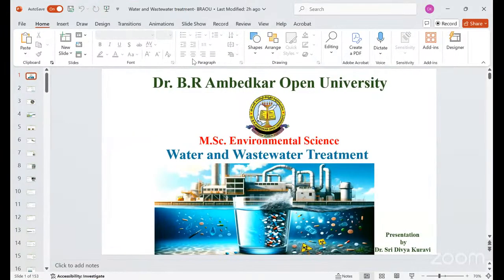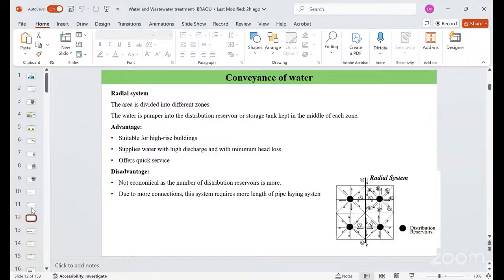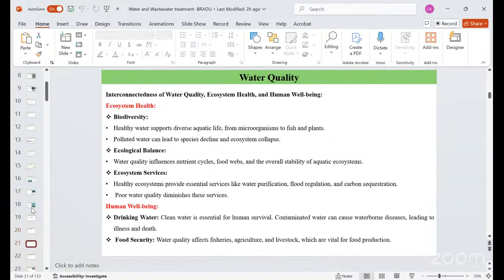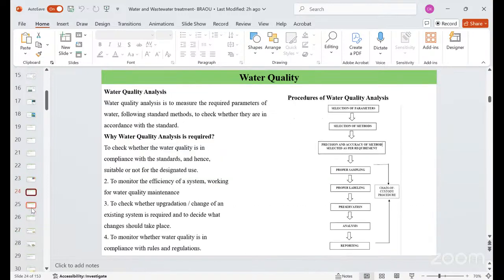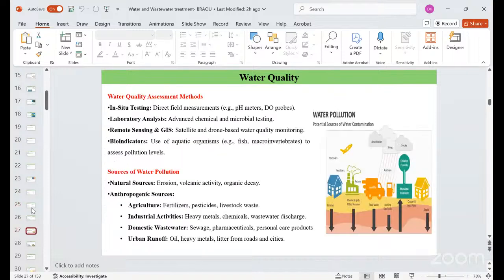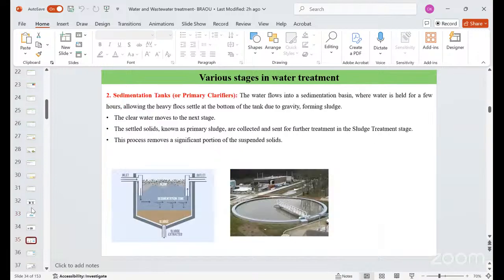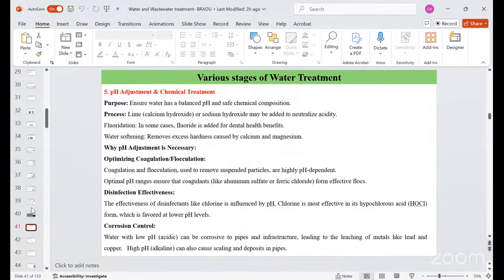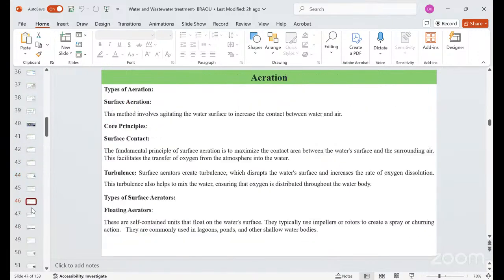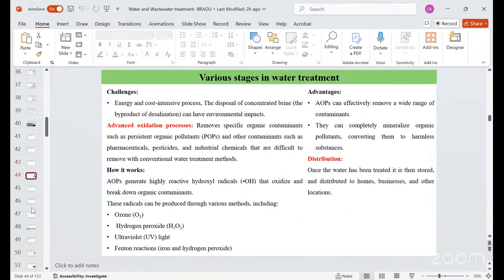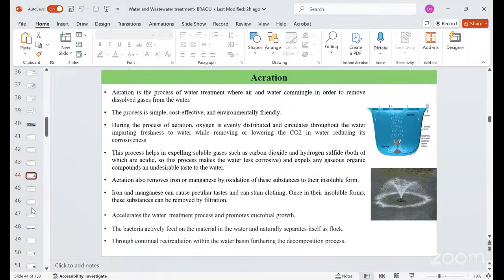I'm Dr. Sridivya. So today we will be learning more about water and wastewater treatment technologies. All right. Last class we saw several aspects regarding the flow of water, water quality, its analysis, and the different stages of treatment. And today we will be learning more about aeration. Sorry, aeration. Have we discussed it before?